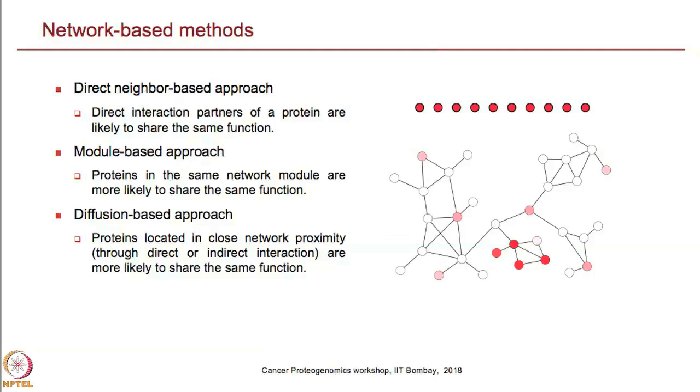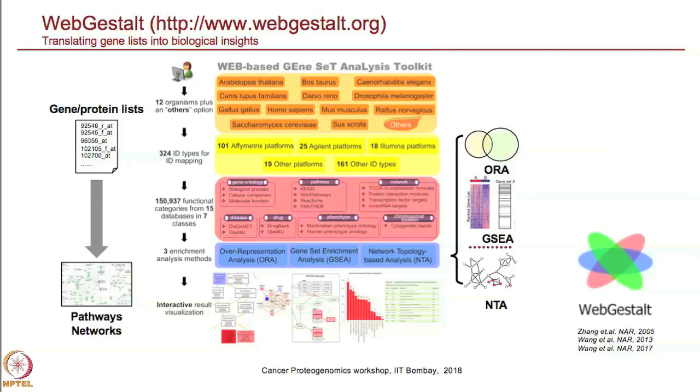So in WebGestalt we basically implemented two approaches. One is a module-based approach. Basically for each network we pre-compute the modules and then we treat each module as a gene set, and then you can do the enrichment analysis against those predefined modules, or you can use a diffusion-based approach that will allow you to do gene prioritization. So this is an overview of WebGestalt. The goal is to translate a list of genes of interest into some biological and pathway level understanding.